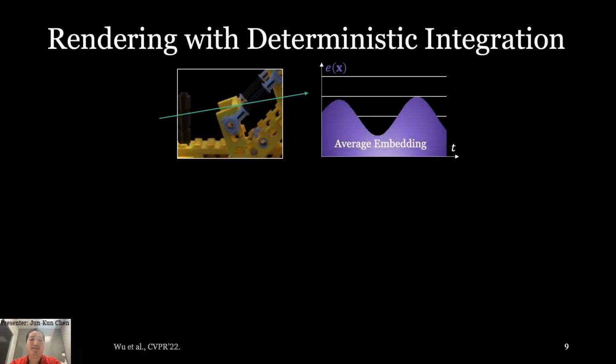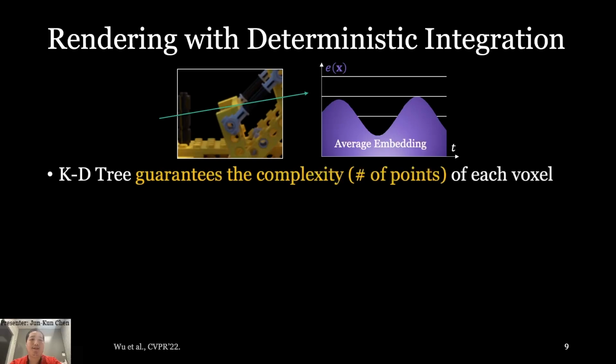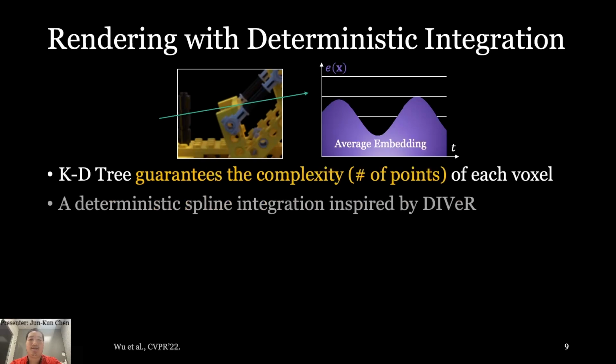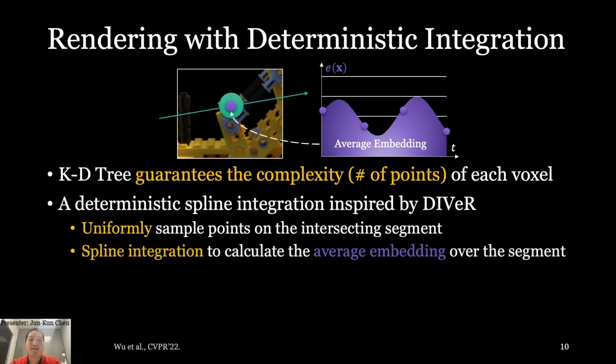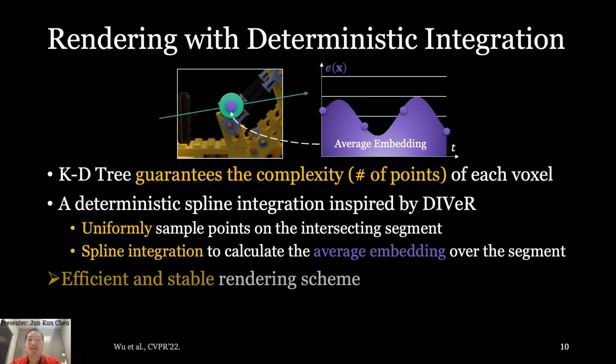As such a rendering scheme guarantees the complexity upper bound of each voxel, we propose a deterministic spline integration rendering scheme. We first uniformly sample points on an intersecting segment, calculate their embeddings, and do a spline integration to calculate the average embedding as the embedding of a representative sampled point in the rendering formula. Such a deterministic scheme is efficient and stable without random sampling and accounts for the embeddings of the whole segment.